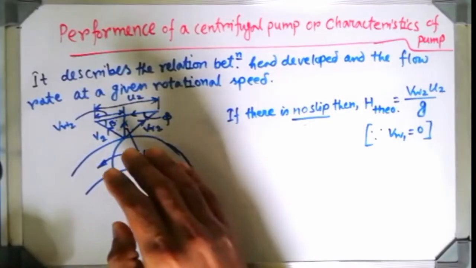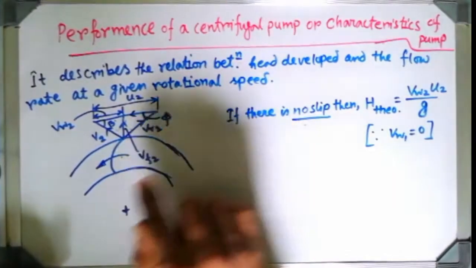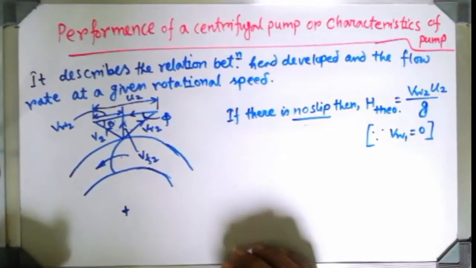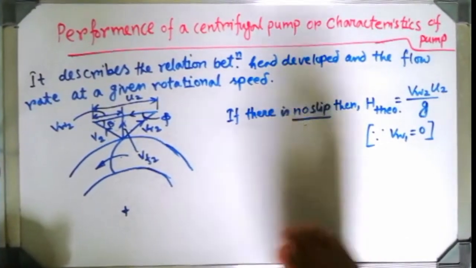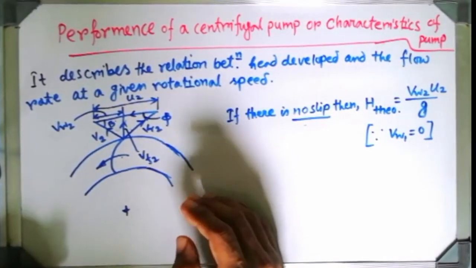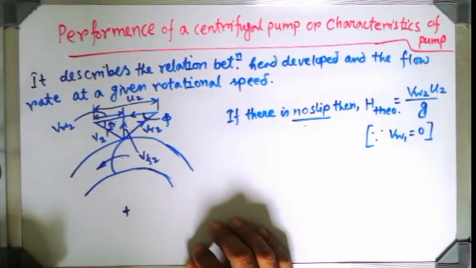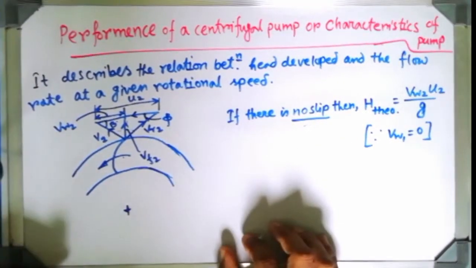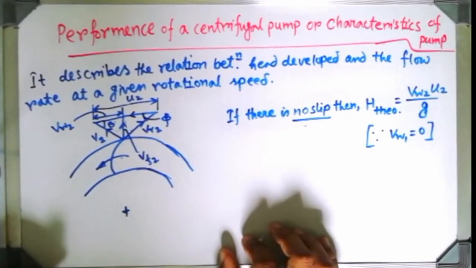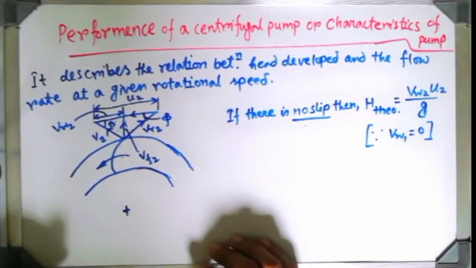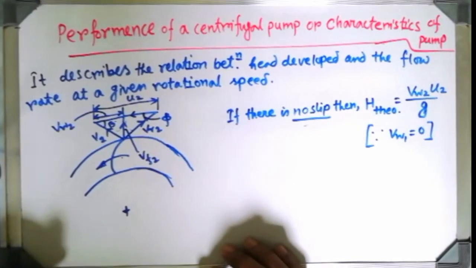So it describes the relation between head developed, that means how much head can be developed by that pump, and the flow rate, that means how much discharge we can have from that pump for a particular rotational speed. How that curves can be generated, first we are going to see that.